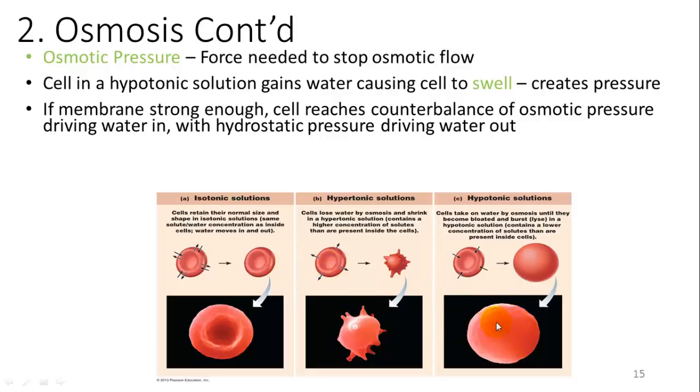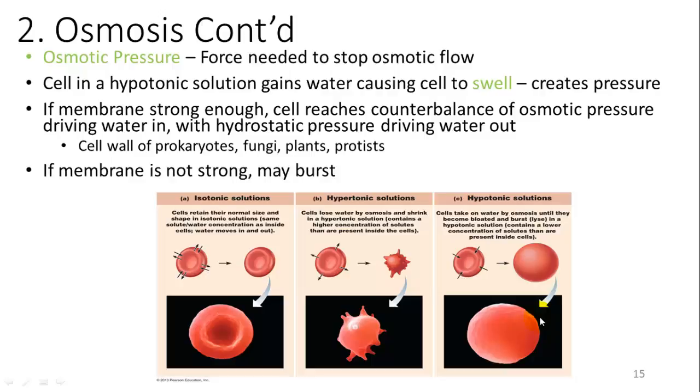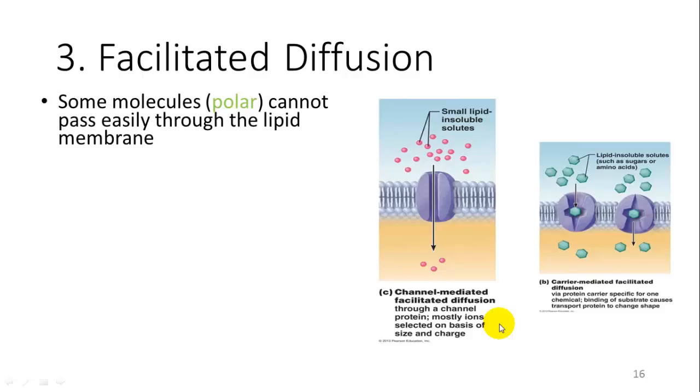And if the membrane is strong enough, the cell will reach a counterbalance of osmotic pressure, driving the water in, with hydrostatic pressure driving water out. So this happens with the cell wall of prokaryotes, fungi, plants, and protists. If it's not strong enough, it may burst. Okay, it just can't hold that much water and it will burst.